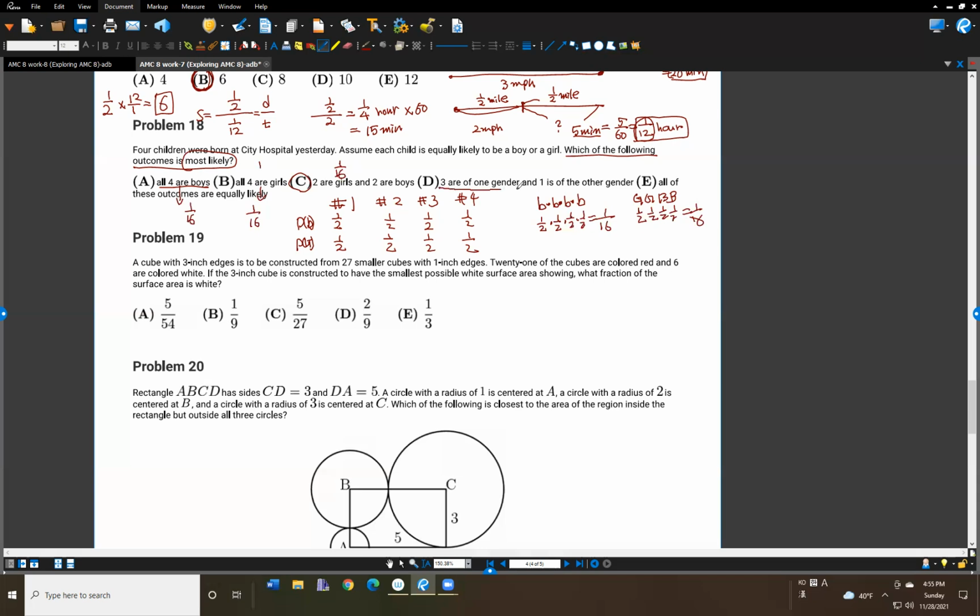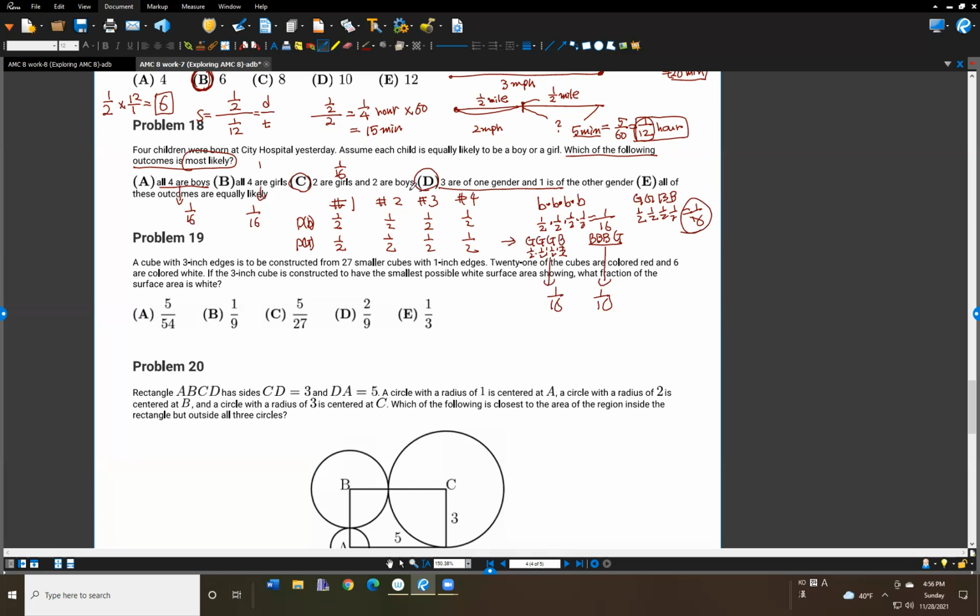What are over here? 3 are 1 gender. We have 2 different choices. 3 of 1 gender, the other a boy, or 3 of 1 gender, girls. We have 2 different ways. This is the same thing, 1/2, 1/2, 1/2, 1/2, already 1/16. Another 1/16 over here. This is twice. Choice D is the answer.